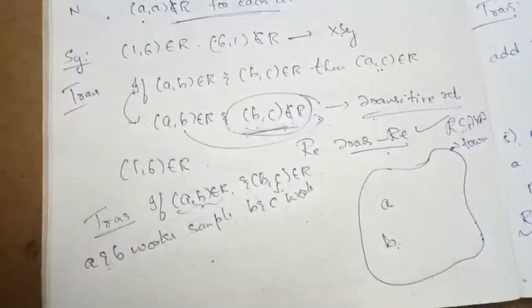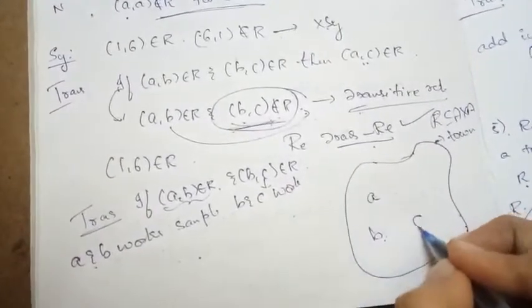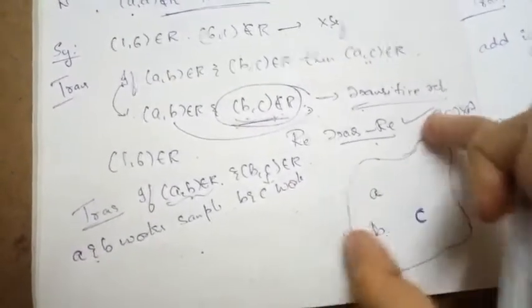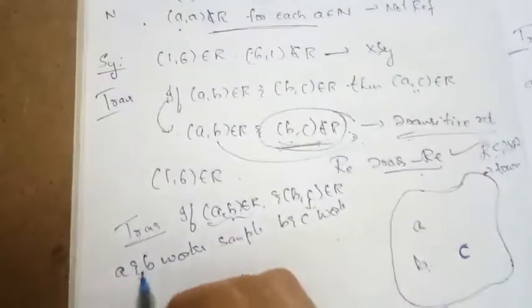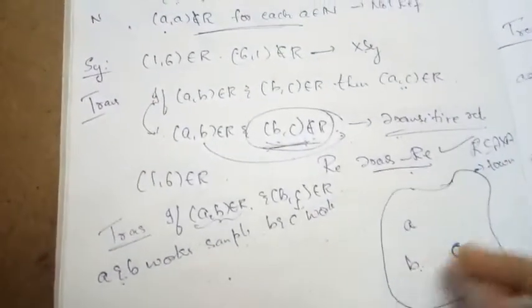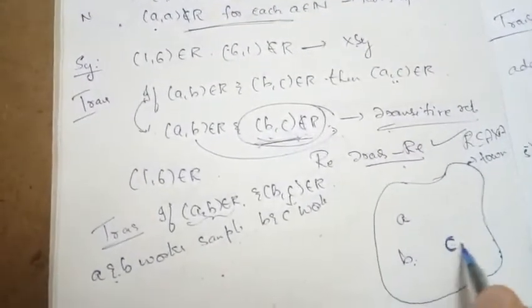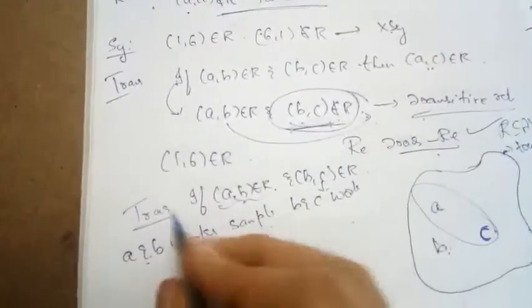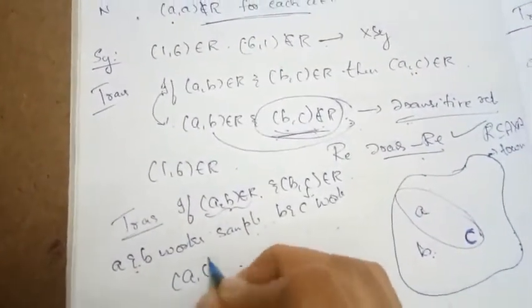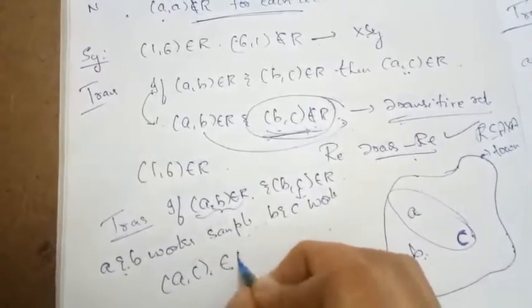That is what A comma B is saying. B comma C means I take this person B and C also works at the same place. So A and B are also working in the same place. B and C also working in the same place means A and C also work in the same place. So what can I say? A comma C belongs to that relation.